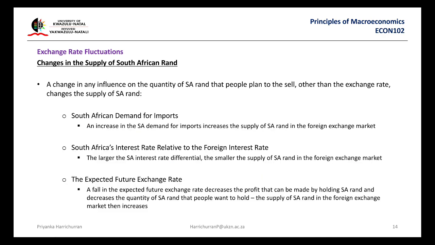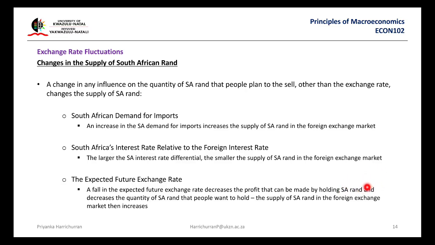Changes in supply for the South African rand. If the country needs more imports, we need to buy more products, and it increases the supply. South Africa's interest rate for foreign investments: if foreign investment is better, we're going to invest in other countries. Expected future exchange rate.